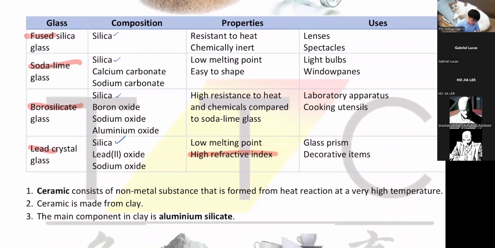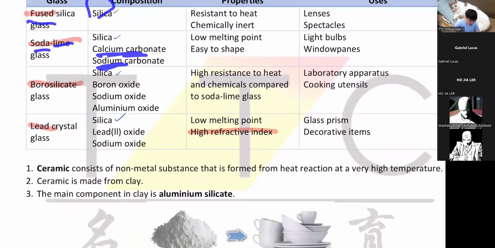They will give you these four materials. Let's say they give you silica, boron oxide, sodium oxide, aluminum oxide. They will ask, what is this glass? You see boron, borosilicate. If they give you sodium, soda lime, because calcium carbonate is limestone. You see nothing, fused glass. You see lead, lead glass. That's all.